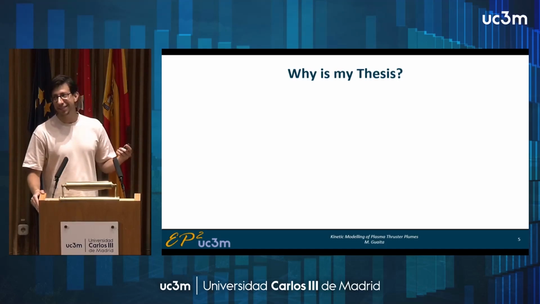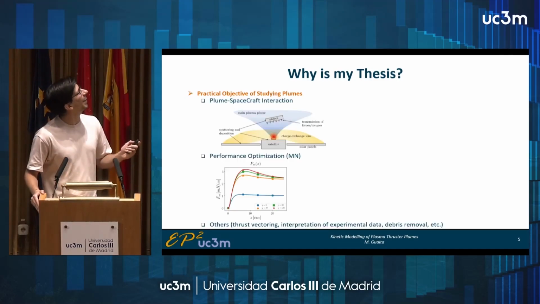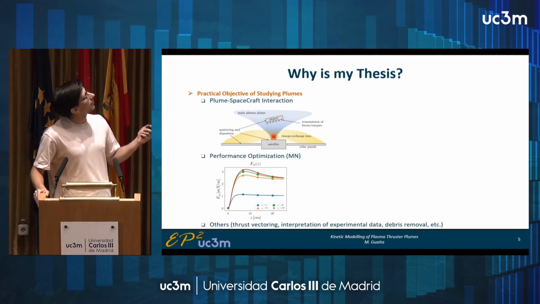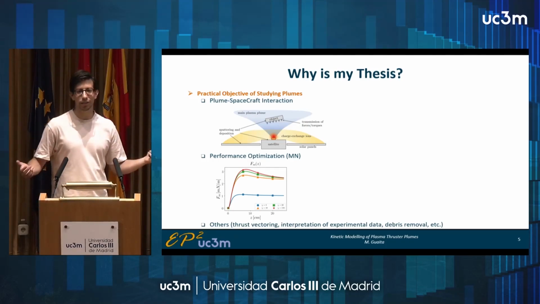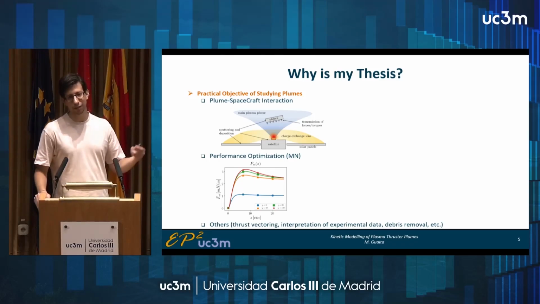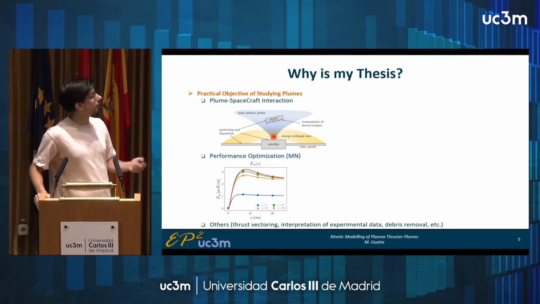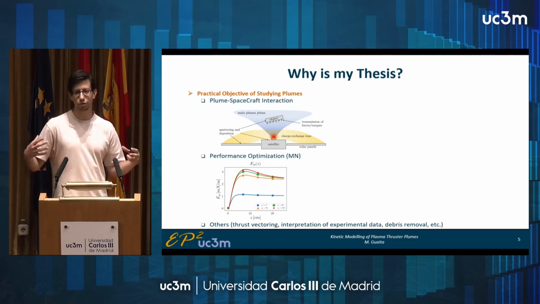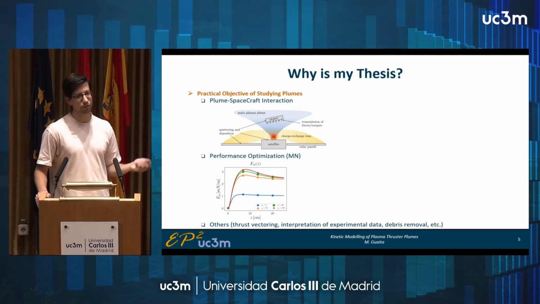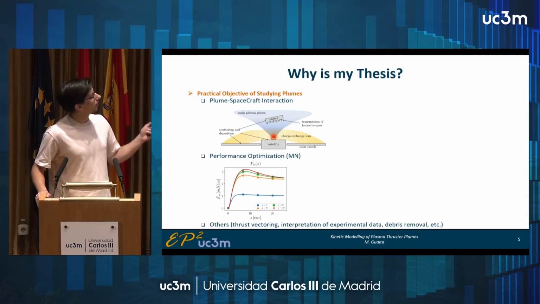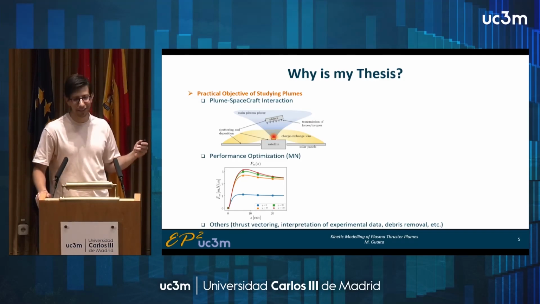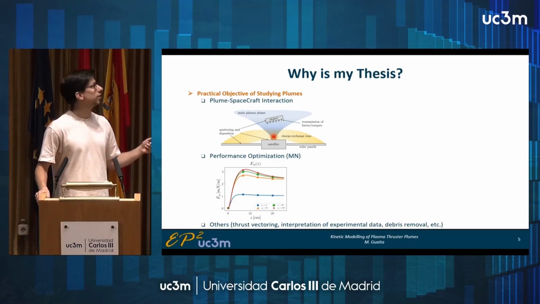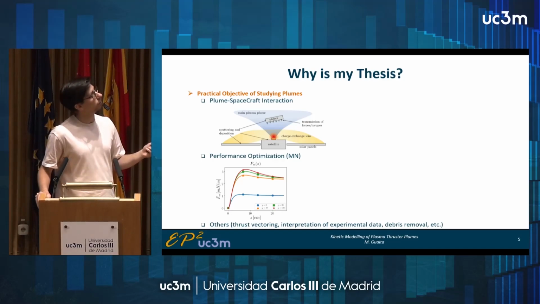Now, why is my thesis? The most practical objectives are to characterize the interaction between the plume and the spacecraft, which can lead to erosion or electrostatic charging. In some cases, the plume can also provide part of the thrust, as is the case for magnetic nozzles. There are also some other, let's say, more specific applications like thrust vectoring or debris removal.